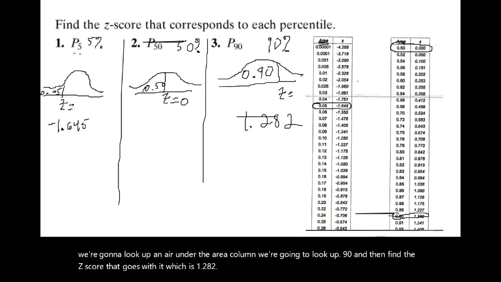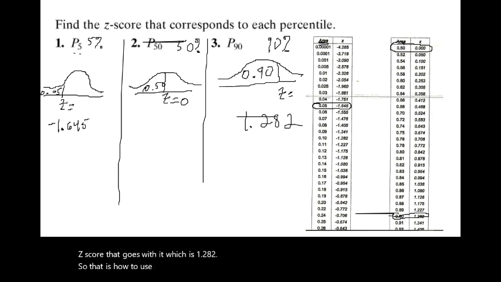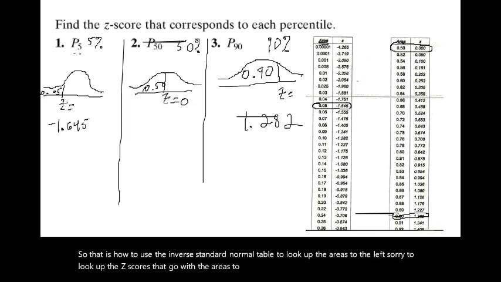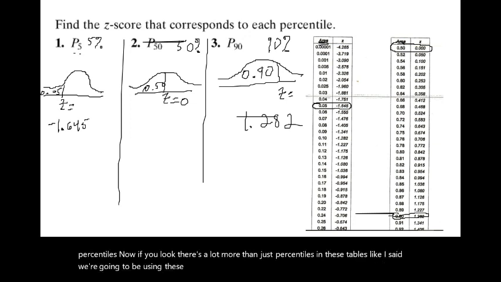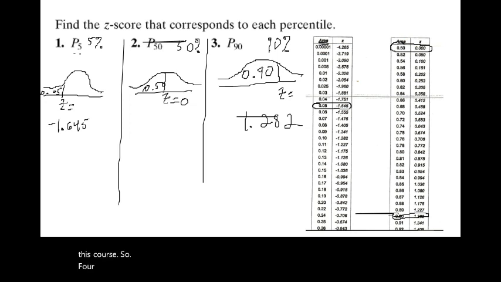So that is how to use the inverse standard normal table to look up the z-scores that go with the areas to the left of some very common areas like percentiles. Now, if you look, there's a lot more than just percentiles in these tables. Like I said, we're going to be using these tables for other contexts in later chapters, so don't get rid of either of these tables after we're done with this chapter and exam. We're going to be using these a lot in this course. So for now, we're going to basically be using them for percentiles and very common areas to the left.